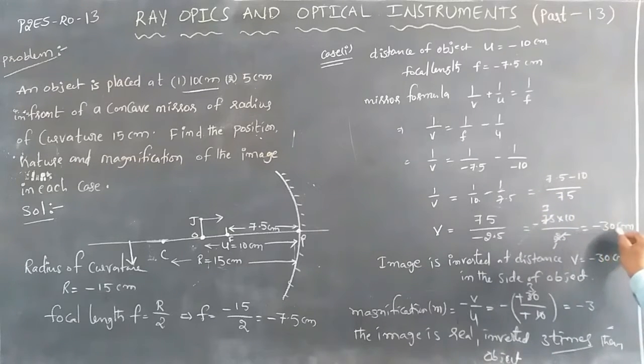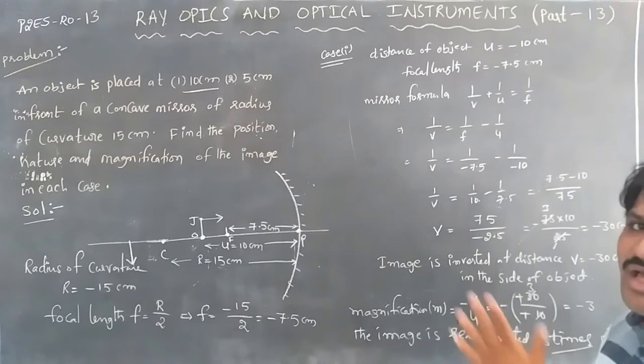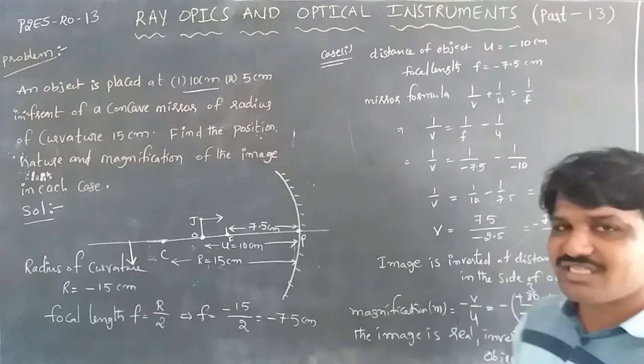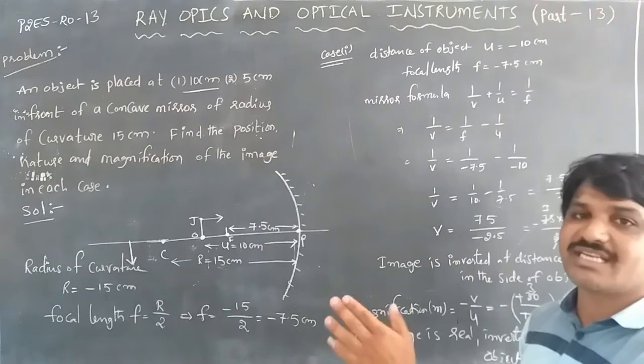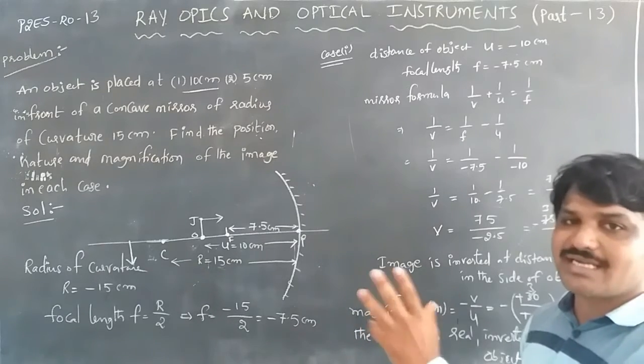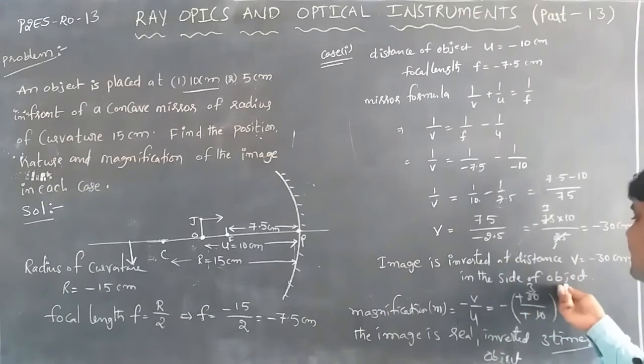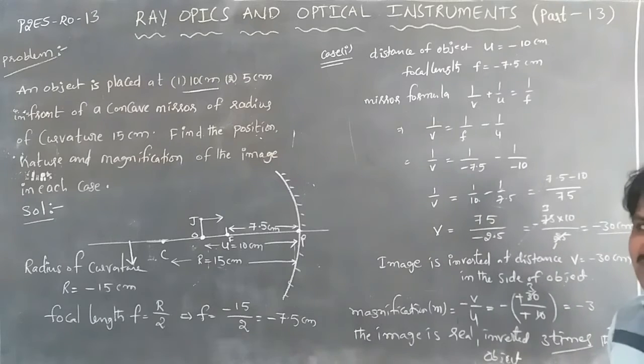v is equal to minus 30 centimeters. The image is formed on the same side as the object. That is, a real and inverted image is formed on that side of the object at a distance of 30 centimeters. So the image is formed at that 30 centimeter distance.